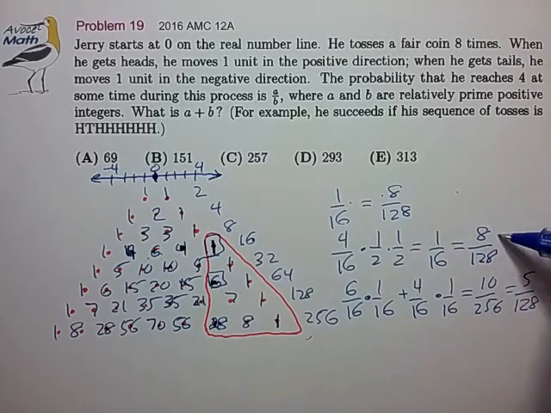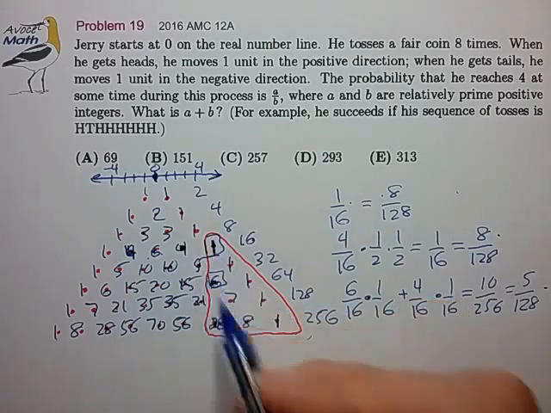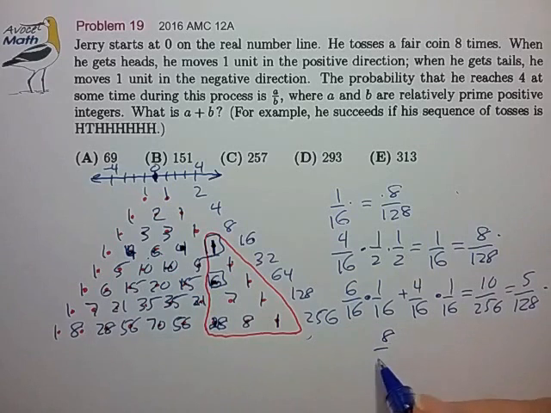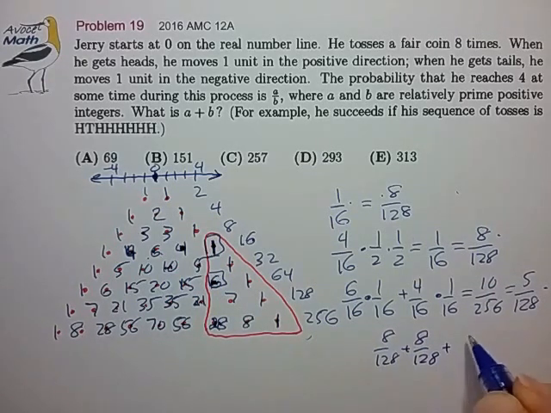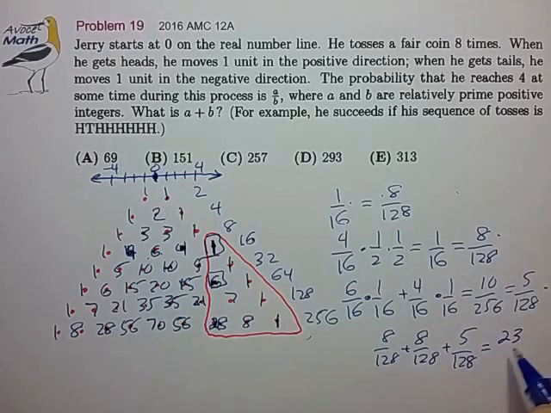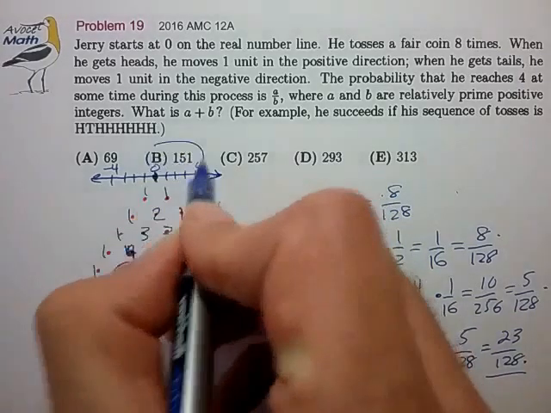Adding up these three different processes, we find that the total probability of getting into this region is 8 over 128 plus 8 over 128 plus 5 over 128, which is 23 over 128, and that's a reduced fraction. So the sum of the numerator and denominator is 23 plus 128. That's 151, choice B.